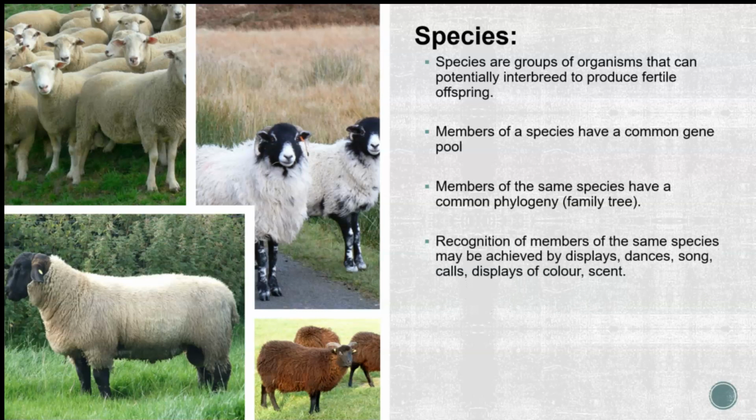Recognition of members of the same species may be achieved by displays, dances, songs, calls, displays of colour, or by scent. Members of a species know that they're the same species through some of these recognition techniques. This ensures that only members of the same species reproduce.